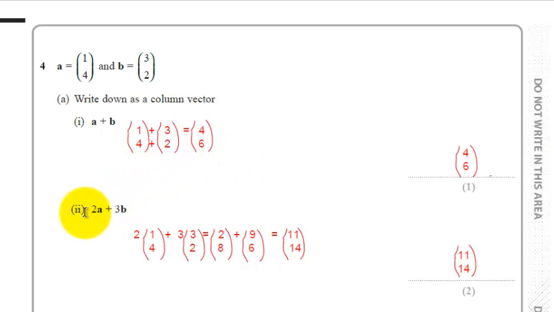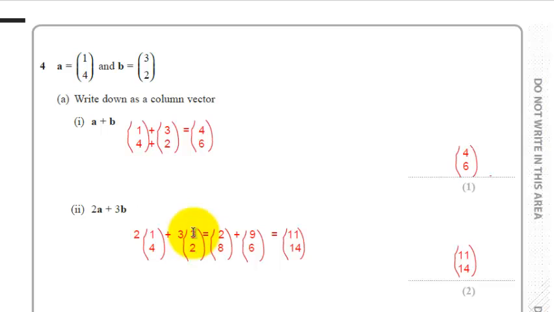Part 2. 2A plus 3B has the same principles applied to it, except this time vector A, which is (1, 4), you are going to do that twice. So you're going to go 1 square over to the right and 4 squares up, and then you're going to repeat that. You're going to go 1 square to the right and 4 squares up, which is the same as 2 units to the right and 8 units up. Simply 2 times 1 and 2 times 4.